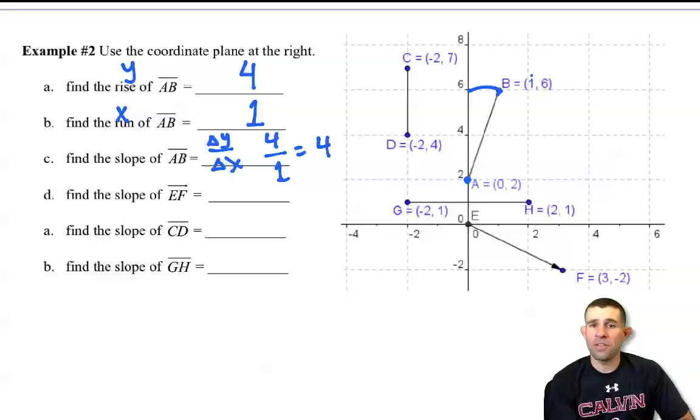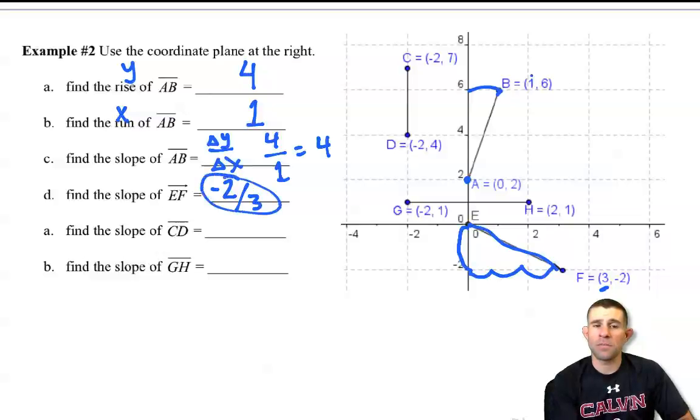All right, next let's find the slope of EF. Here's EF. It looks like I'm going to rise by coming down 2, so that's a -2 for my rise. And my run is going to go to the right 1, 2, 3. It looks like it ran 3. So my slope of EF is negative 2/3.